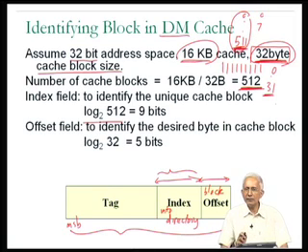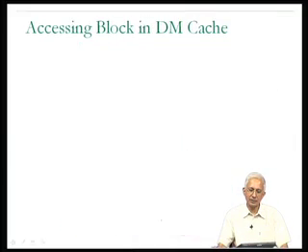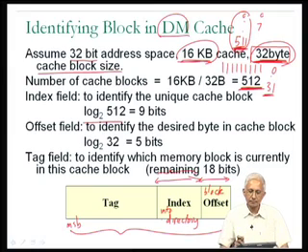So from just these 2 pieces of information and the fact that the cache is direct mapped, we are able to view the address in terms of a 9-bit index and a 5-bit offset, which leaves, given that the size of the address is 32 bits, 18 bits for the tag. So we end up with the remaining 18 bits being used for the tag.